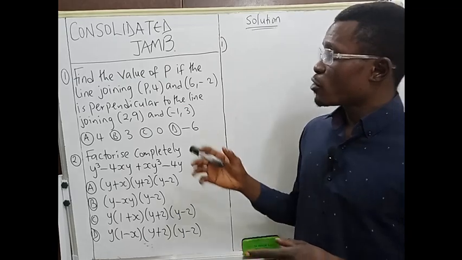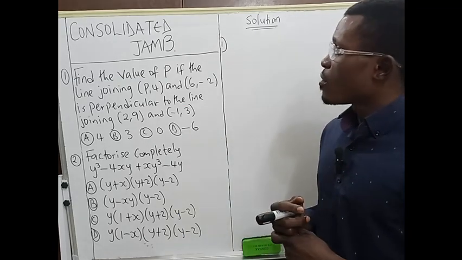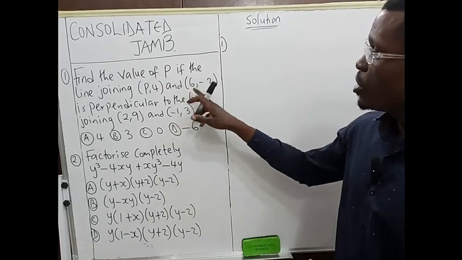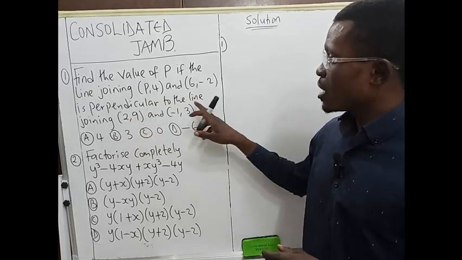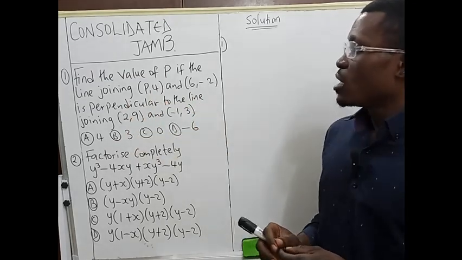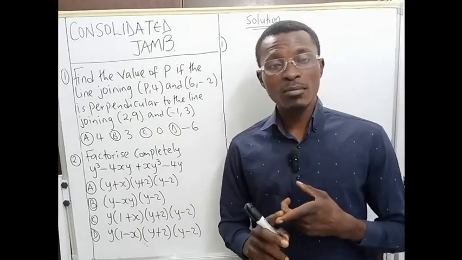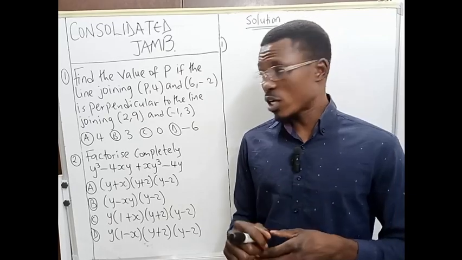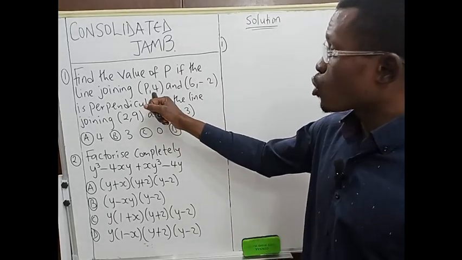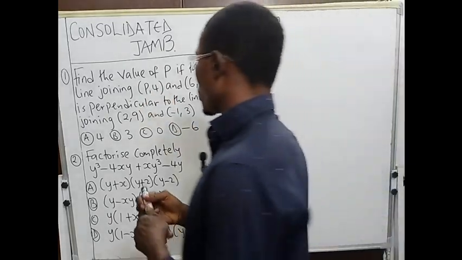Thank you. Now for number 1, we're asked to find the value of P if the line joining this set of coordinates is perpendicular to the line joining this set of coordinates. Now for two lines to be perpendicular, the product of their gradients must be equal to what? -1.